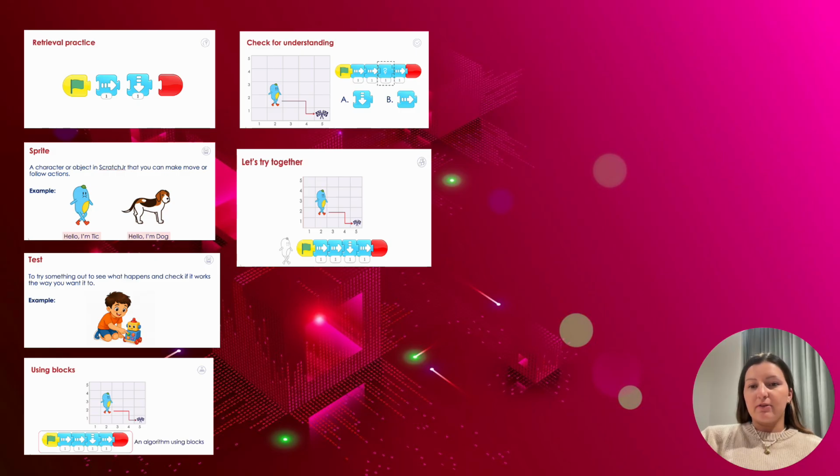Before we test our algorithm, I want you to think like a programmer. Take a moment and make a prediction. What do you think will happen when I click the green flag? Will the sprite move first? Will it turn first? Will it stay where it is? Turn to your partner and have a chat about it.